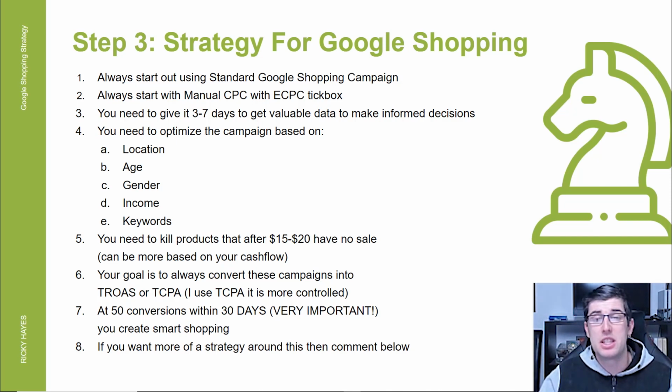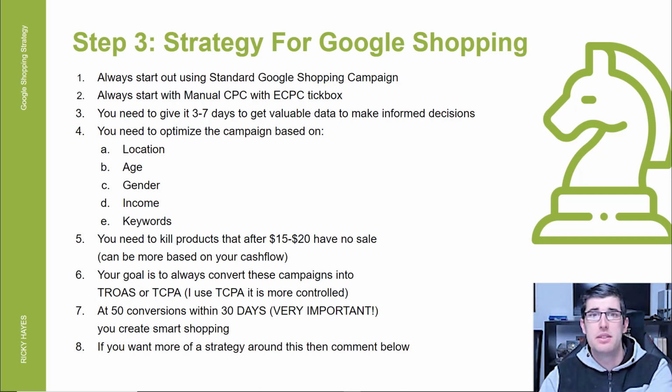Your goal is to always convert these campaigns into what's called TROAS, TCPA. I'm not going to get too much into those. I use TCPA, target cost per acquisition. It's really powerful. You have to do it at a certain point. Again, I'm not going to get into that today. It's too complex. At 50 conversions within 30 days, very important you understand that. Not 50 conversions over 6 months, 50 conversions in 30 days.